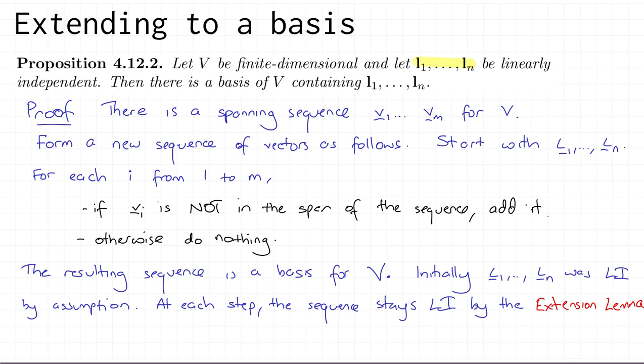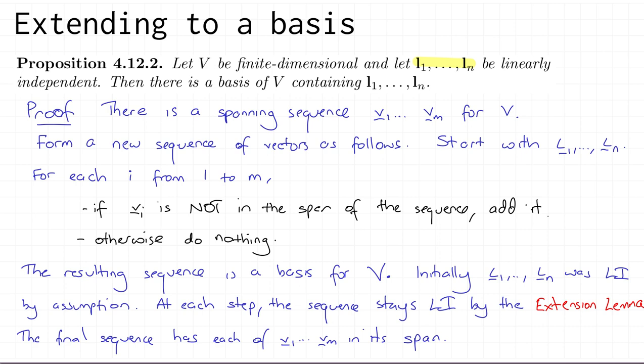Well, the final sequence has each of v1 up to vm in its span, because if we didn't add vi, then we didn't add it because it was in the span of the sequence that we had. And on the other hand, if we did add it, then certainly vi is in the span because it's actually in the sequence. So the final sequence will contain each of v1 up to vm in its span.